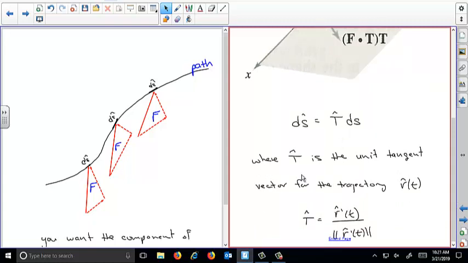So T is this unit tangent vector for the trajectory r, and that turns out to be the derivative of the position vector with respect to time divided by the magnitude of the derivative of the position vector. So this is like velocity, and this is the magnitude of velocity. If you divide a vector by its magnitude, you get the unit vector. And in this case, because the derivative is always in the direction of the path, we use this unit tangent vector.